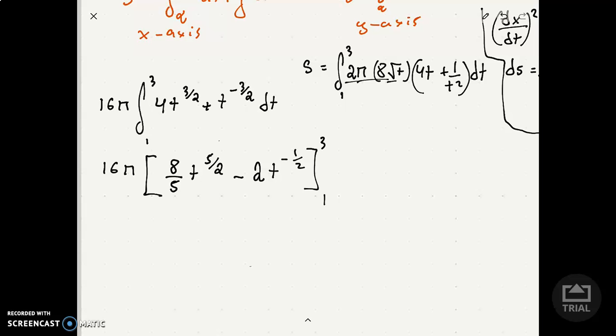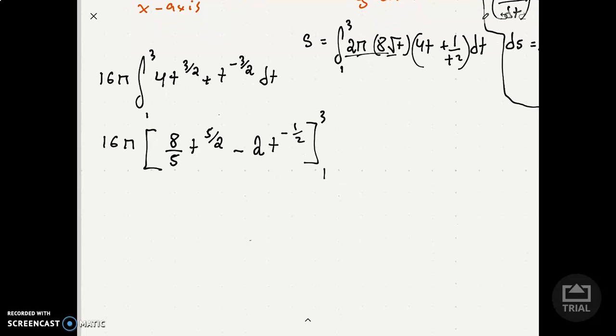Okay. And then from there, this is kind of ugly. I'm going to rewrite that as 16 pi. Well, what I'm going to do is factor out a 2 from both of the terms. So then we have 32 pi, and then we've got 4/5 t to the 5/2 minus 1 over root t. Just writing it like that.